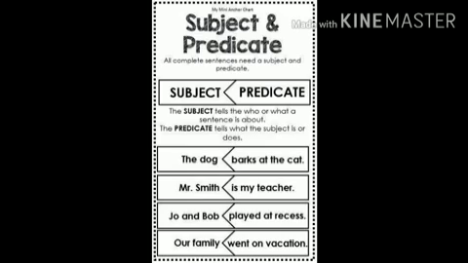Joe and Bob played at the recess. Our family went on vacation. So here, the dog, Mr. Smith, Joe and Bob, and our family are the subjects and the rest are predicates.